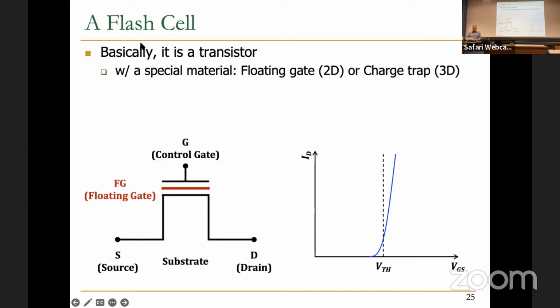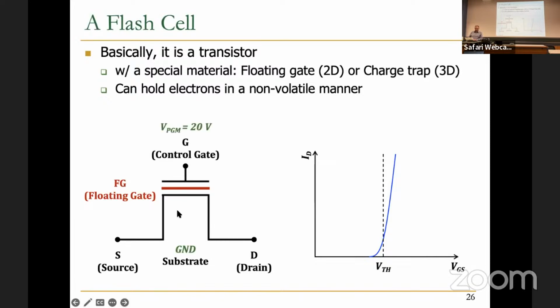But the difference with a flash cell is that we have a special material called the floating gate in a 2D flash cell, or charge trap in the 3D structure of flash memory. Here I'm showing the 2D version, the floating gate. So this is the special material that you have, and this material can hold electrons in a non-volatile manner.